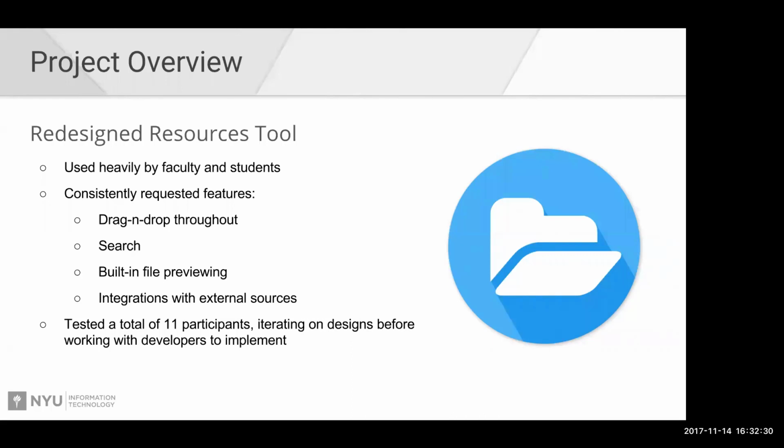So the consistently requested features that we found during user research were the ability to have drag and drop throughout the tool, to be able to drag files where you want them to display, to be able to provide easy searching within the tool. So I could search not just by file name, but by file type, for example, to have a built-in file previewer so that I don't have to download files to my computer to be able to view them, and to provide better integrations with external sources.